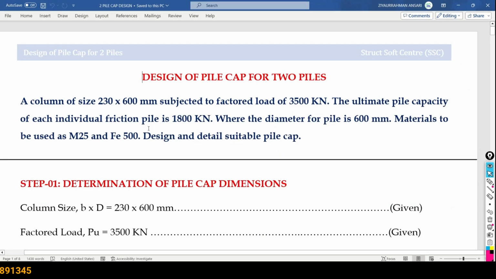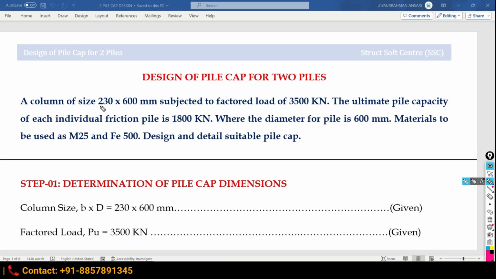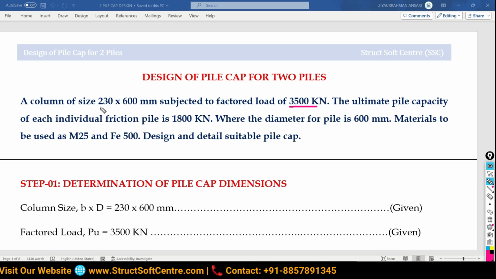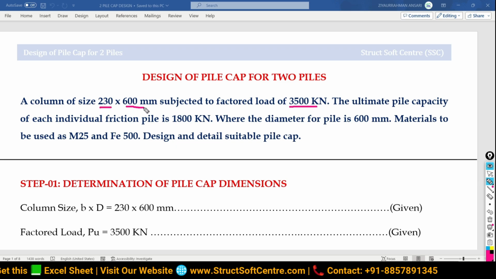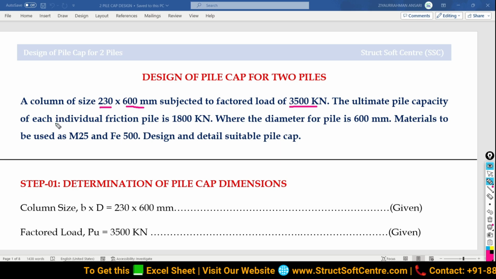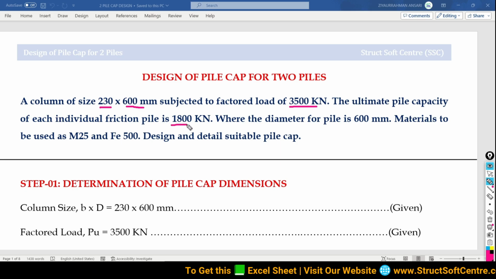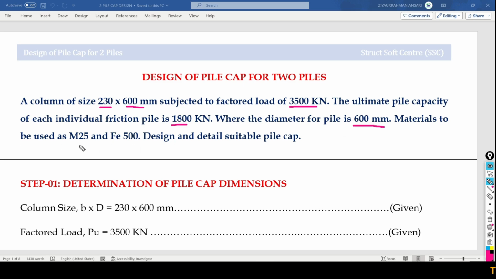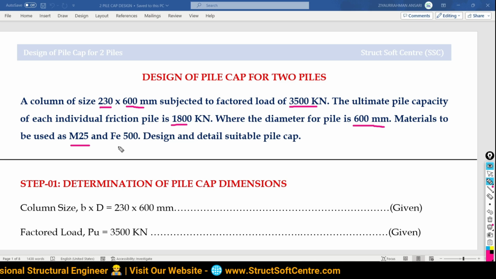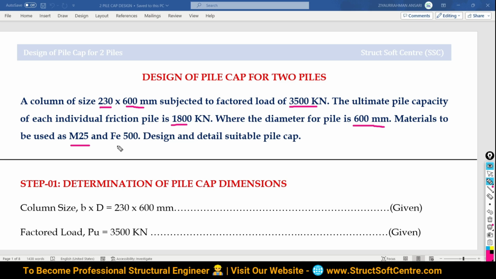So first of all, we are going to look at a problem statement. We have to design the pile cap for a column which is going to carry a load of 3500 kilonewton, and the size of the column has been given as 230 by 600. The ultimate pile capacity of each individual pile is 1800 kilonewton, where the diameter of pile we need to consider as 600 mm. The material for the design of this pile cap is M25, and the grade of steel we have to consider as Fe500. Finally, we have to prepare the design details for the pile cap.